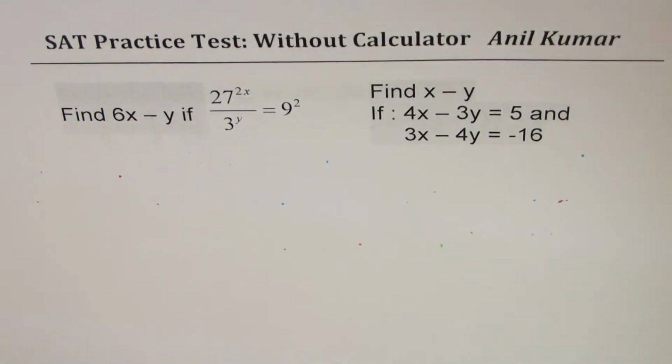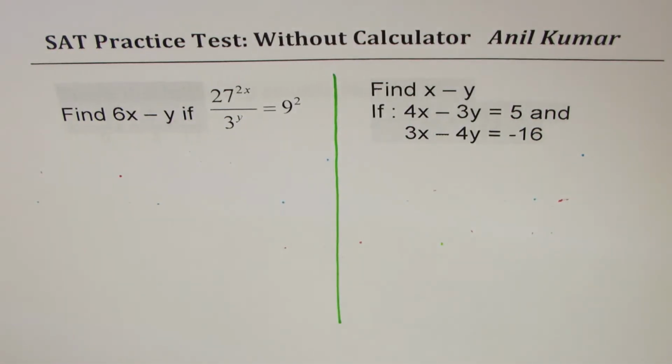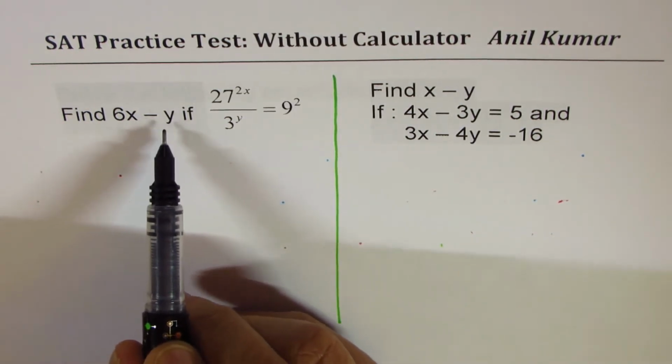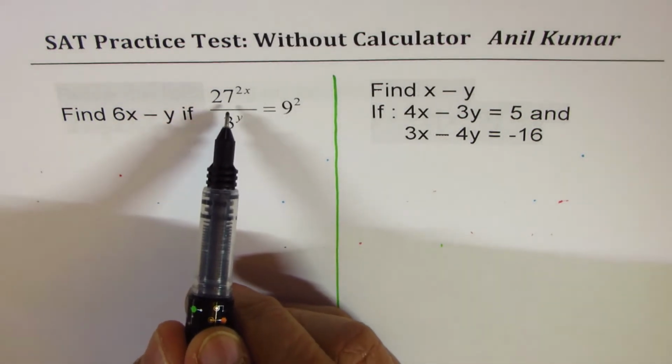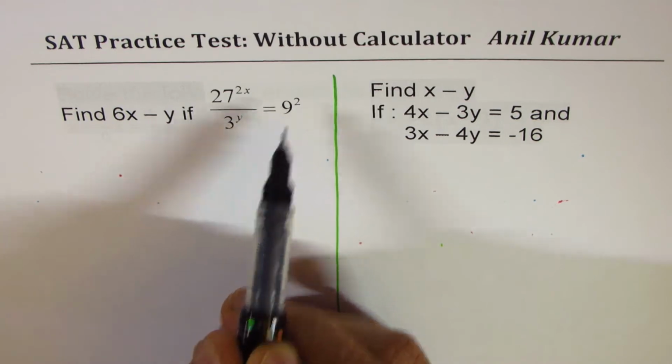Okay. So let's do some more questions here. The next question here is, I have 2 actually on this particular page. Let's see how to solve them. Find 6x minus y if 27 to the power of 2x divided by 3 to the power of y is equal to 9 squared.